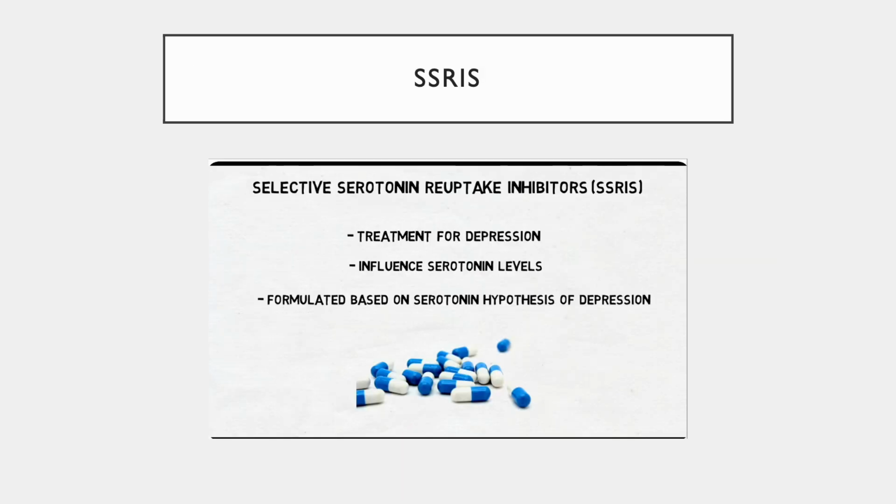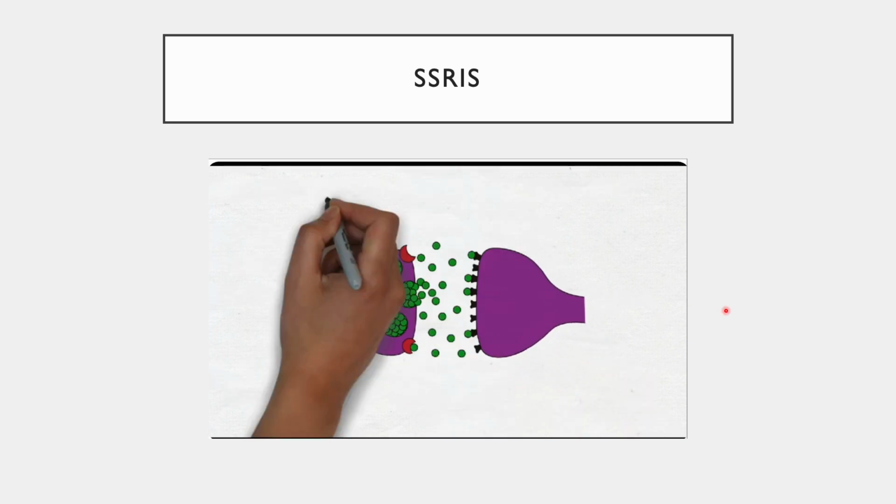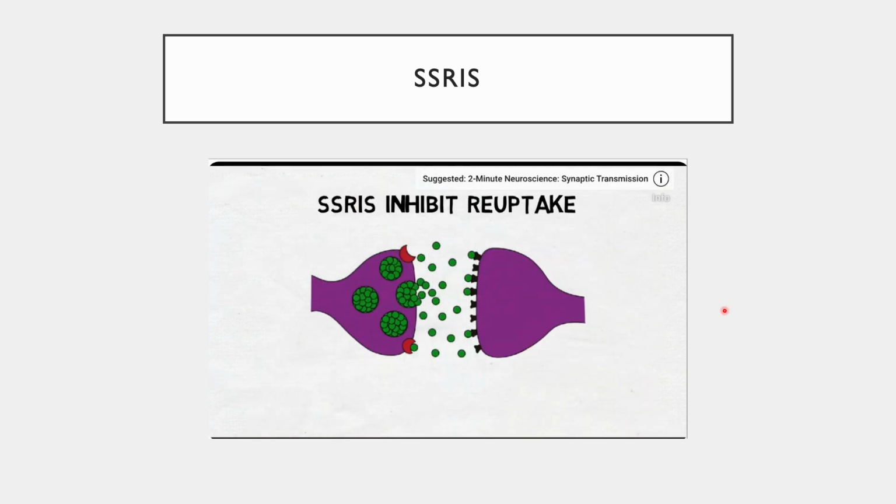In addition to monoamine oxidase inhibitors, selective serotonin reuptake inhibitors, also known as SSRIs, are one of the most highly prescribed medications for mood disorders. Now, SSRIs can be used for treatment of depression and generalized anxiety disorder because they influence serotonin levels. So now let's take a look at how SSRIs work. Essentially, SSRIs help to inhibit the reuptake of extra serotonin that's in the synaptic cleft.